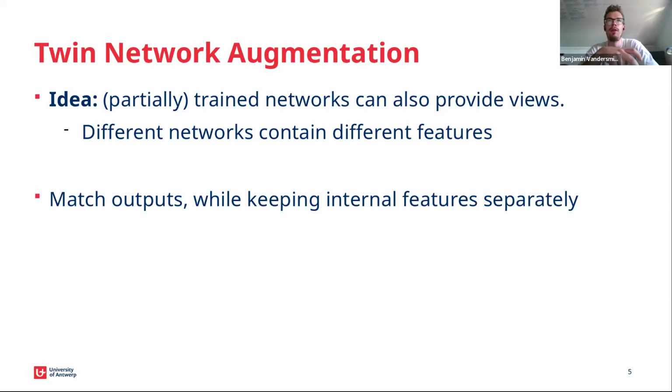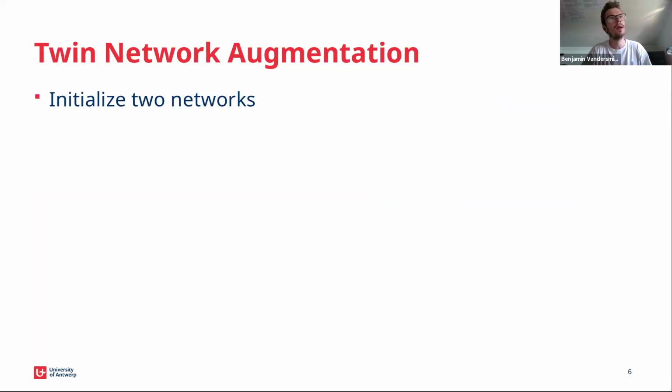So we keep the internal features separate because we want our models to evolve separately as well. We want to have the same output, but we don't want to give too strong constraints on how our models should evolve, because we hypothesized that if you give them fewer constraints, then they're more free to evolve, and likely they will get better results at the end. Now, the method itself starts quite simple, and it starts by initializing two networks.